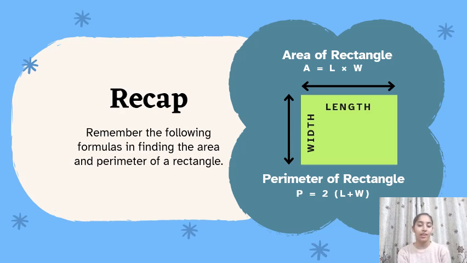Remember, perimeter is about boundary and area is about the space inside. These simple formulas can make solving problems quick and easy.